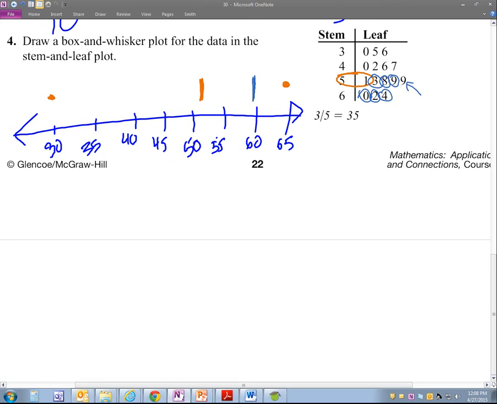How about the lower quartile? Since I did that one, what's the next one? Yes. 40, I agree. And that's how it's done.